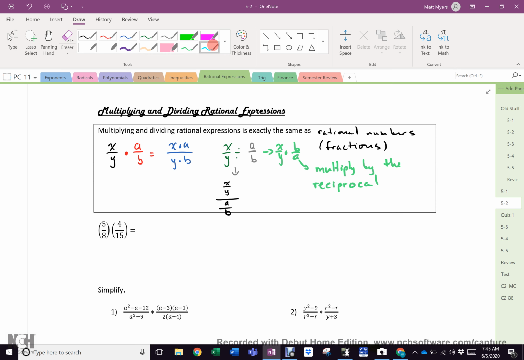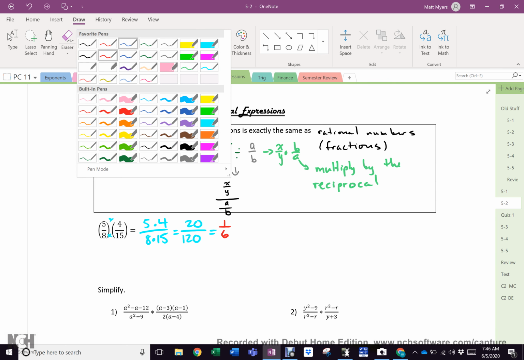So most of you, when you see this, you automatically multiply straight across. So you do 5 times 4 over 8 times 15, which gives you 20 over 120. And then you would simplify this. Of course, most of you would go, okay, well that divides by 2, and that divides by 2, and you'd work your way down eventually to 1/6 by dividing and dividing and dividing.